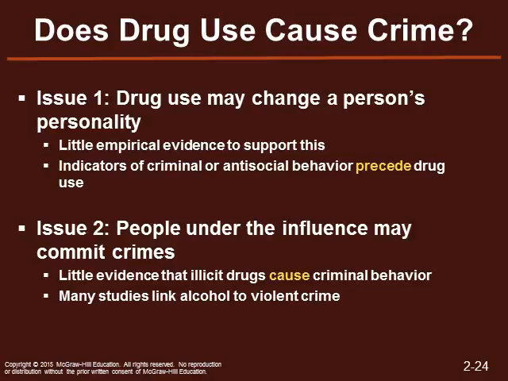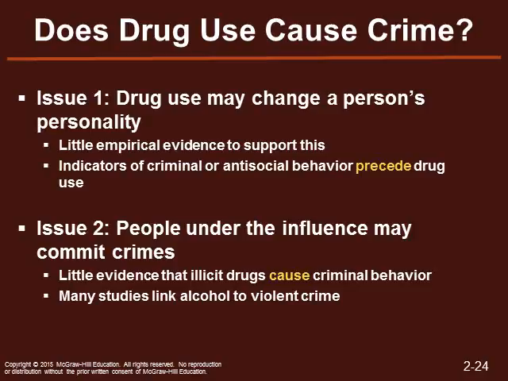The first one is that drug use may change a person's personality. Now again, we don't really have a lot of evidence to support this because of the immoral or unethical nature of experiments that we could use to prove it. But we do see, as we talked about in our other lecture, things like aggressive behavior and identification with deviant peer groups. We do see some indicators that criminal or antisocial behavior may precede drug use. So there may be some indicators about personality, but we're not able to identify them in any consistent predictive manner.